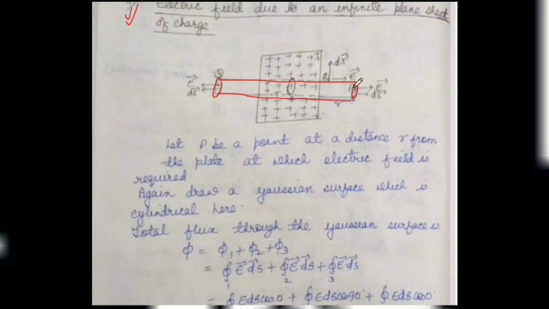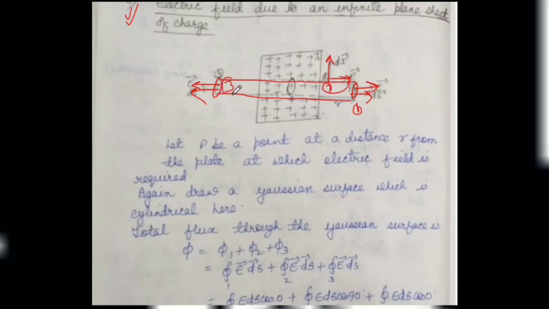Here, due to this positive charge, the electric field is in this direction. Due to this positive charge, the electric field is in this direction, right? And the area vector is always normal to the surface, in this direction. Here also in this direction. And the area vector of this lateral surface is perpendicular to this surface, and the electric field is in this direction. So in this case also there are three surfaces: this one, this one is second, and this one is the third surface.